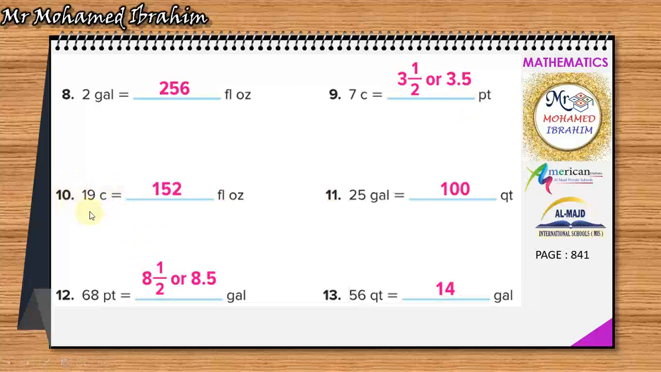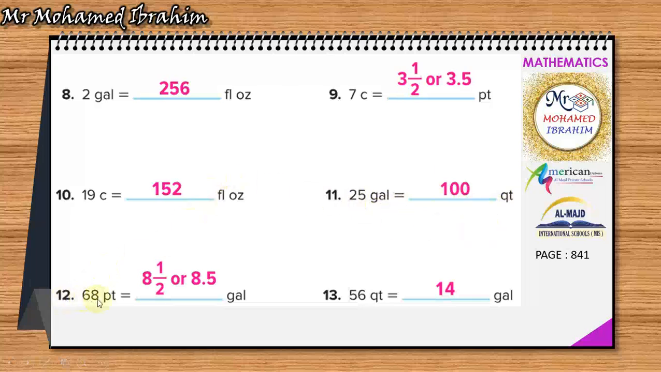Now we want to convert 19 cups into fluid ounces. Converting from greater to smaller, we multiply. Multiply by what? Ask yourself, how many fluid ounces are in 1 cup? It's 8, so multiply by 8. 19 times 8 equals 152. 25 gallons into quarts. You know that each gallon contains 4 quarts. Greater to smaller, we multiply. 25 times 4 gives you 100 quarts.